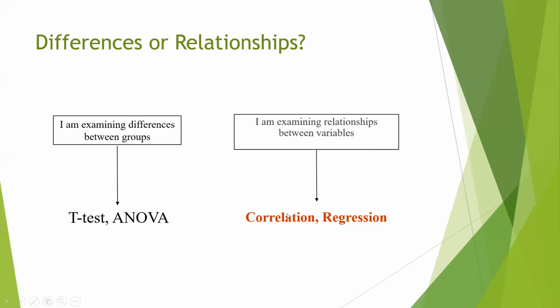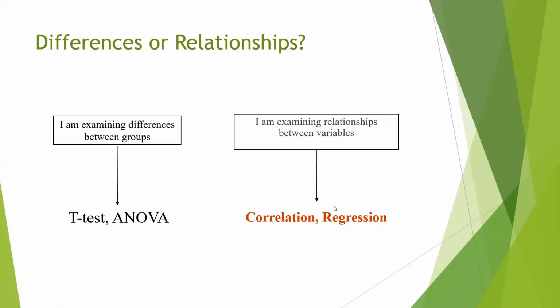Now, why am I writing only correlation and regression here? One more statistical method can come here. Can anybody tell me what statistical method comes here? Because my topic is on correlation and regression, that's how I am writing it here. When your objective is to find out the relationship between the variables, what other method can come here? Quickly, I need 2-3 answers.